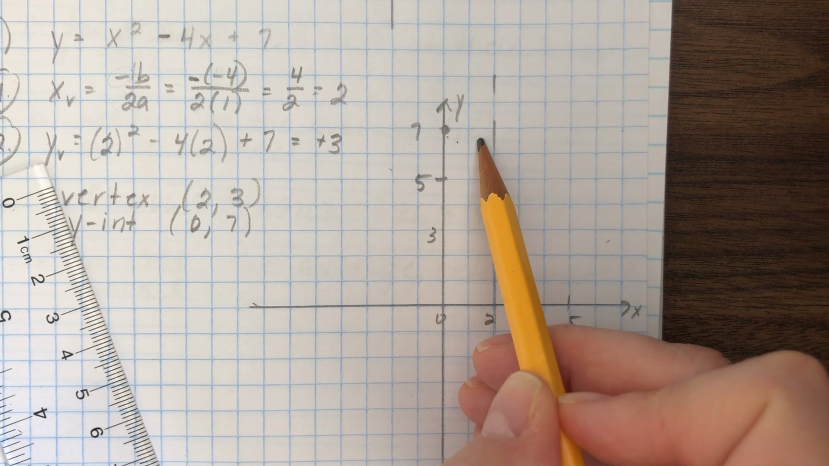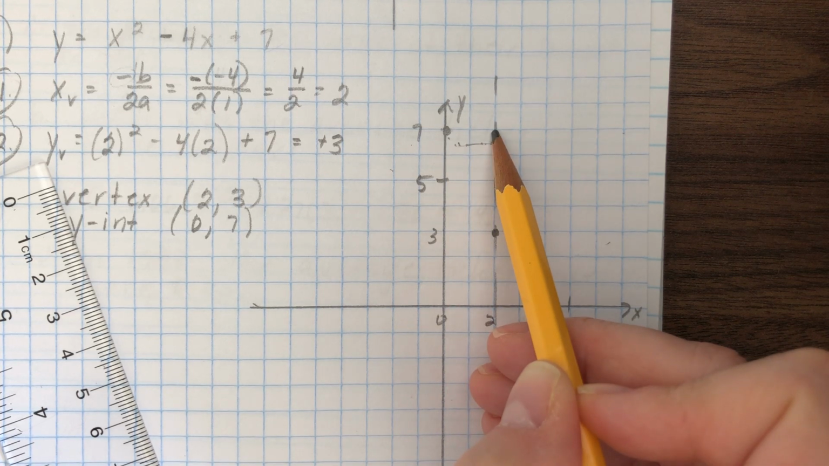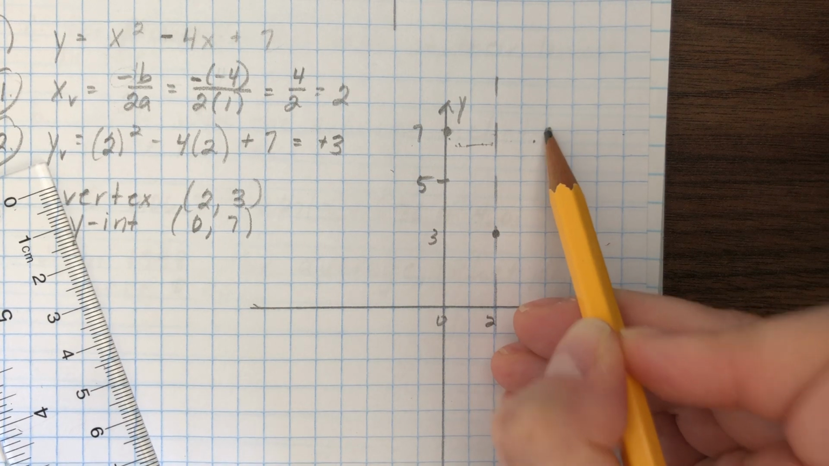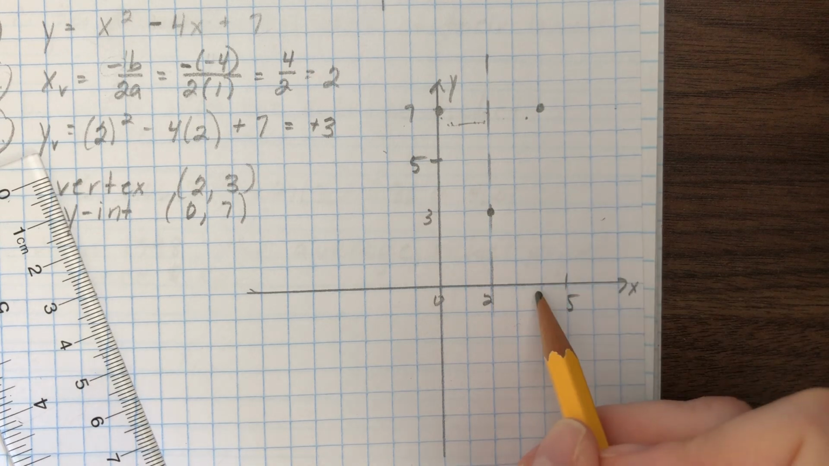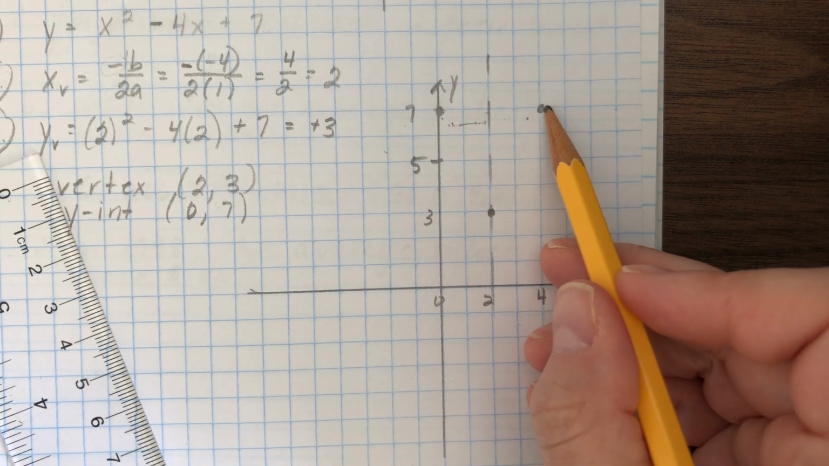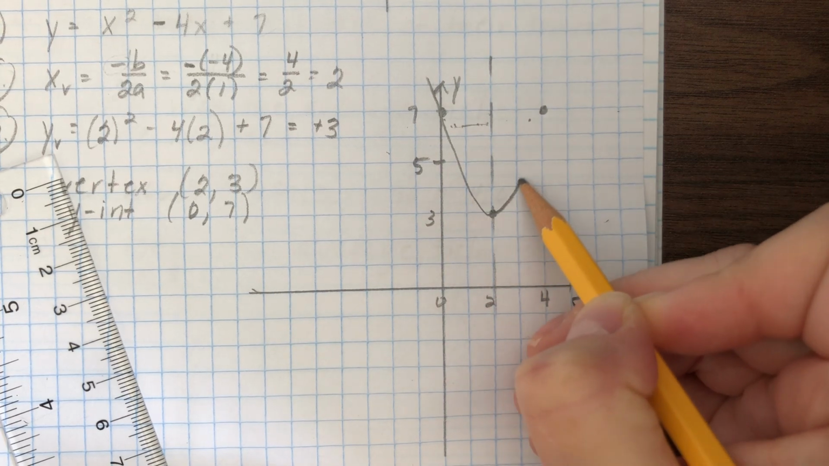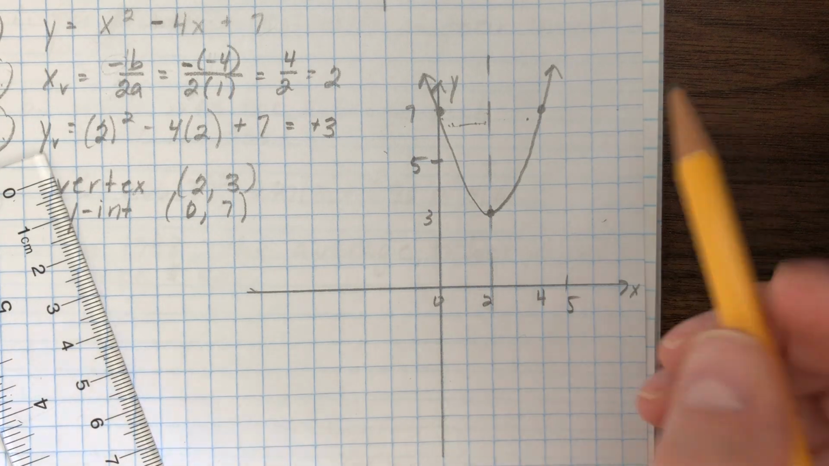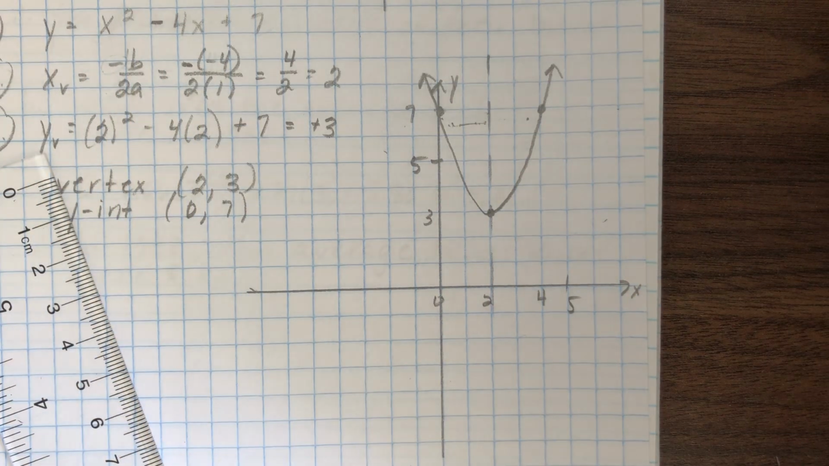So again, I have two units separating the y-intercept and the axis of symmetry. I need another 2 units in the opposite direction. So this is where the third point will be, and it'll end up at an x coordinate of 4. And now I just draw a smooth curve through those points. And this would be the parabola that represents the relation y is equal to x squared minus 4x plus 7.